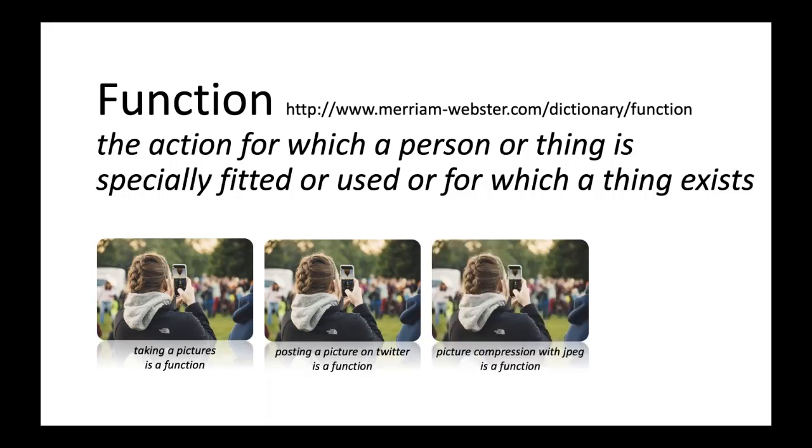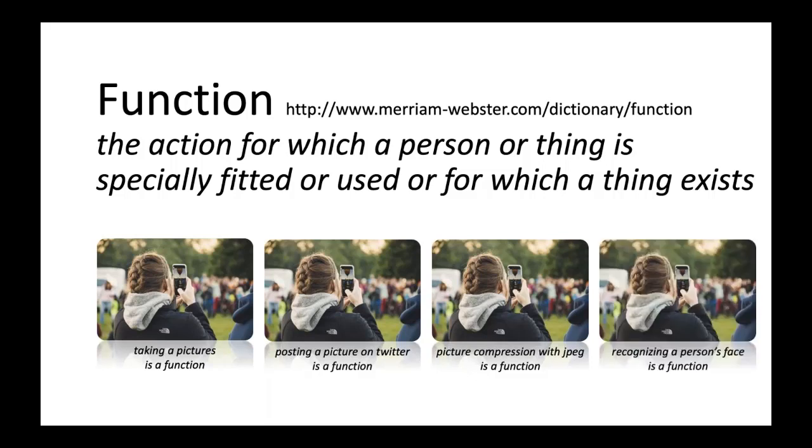Another function is the algorithm or the software that takes the raw data of the picture and creates a JPEG file from it, which we can then use and has, by the way, a very small size that we can transport over the mobile connection of the smartphone to the Twitter service. And finally, maybe some social networks are able to recognize faces. This is also a function provided by artificial intelligence.